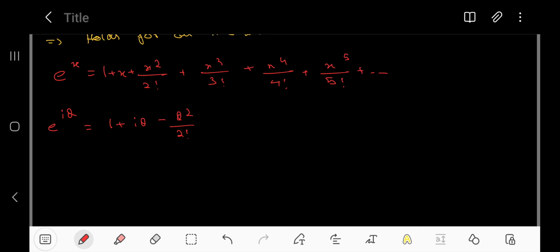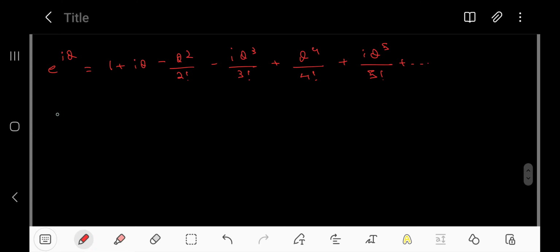Now here what happens? So i square is minus 1, that means i cube is minus i, right? So this is minus i theta cube upon 3 factorial. Then i to the power 4 is plus 1, so this is plus theta to the power 4 upon 4 factorial plus, again since i to the power 4 is 1, i to the power 5 is i to the power 4 times i, so it is i. So this is i theta to the power 5 upon 5 factorial, and so on, right?